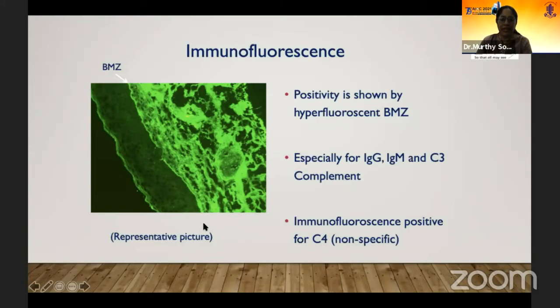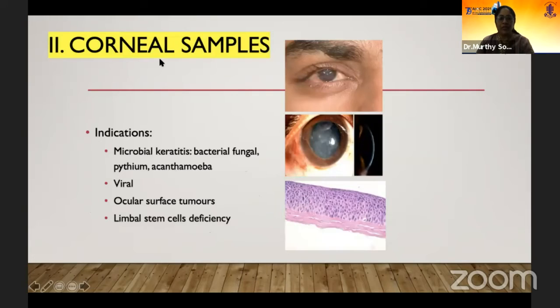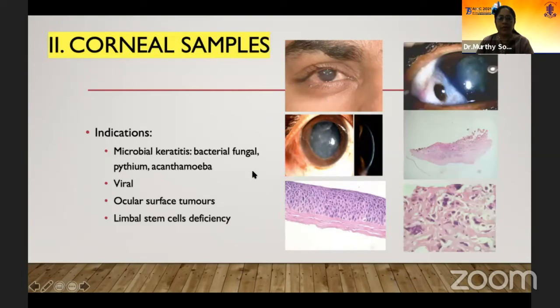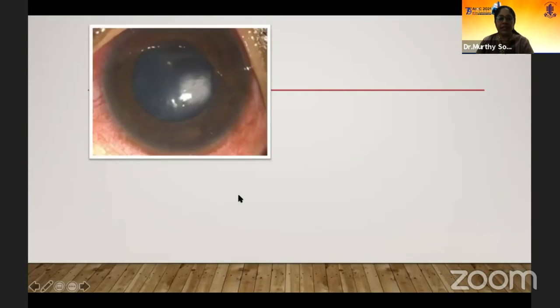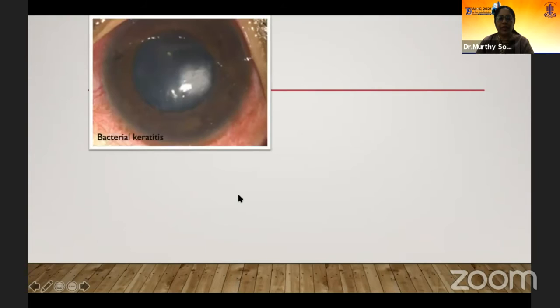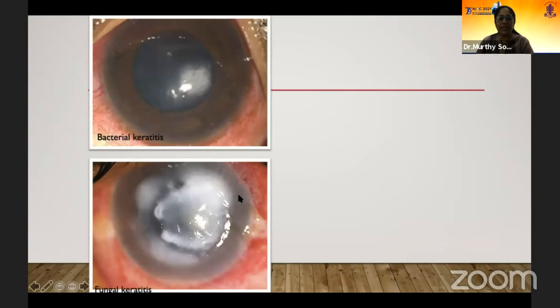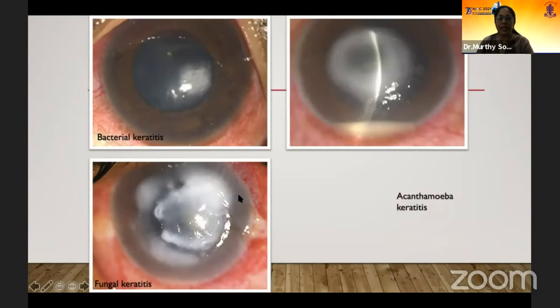So very quickly, I'll run through some corneal samples, because I'm sure I'll be running out of time. Indications are multiple, and the rarer indications would be if you have an ocular surface OSSN. I'm not going to cover tumors in here. I'm going to mainly cover keratitis, but these are some examples of ocular surface OSSN, which sometimes can be missed initially. So why do we need to scrape in microbial keratitis? What is the need? You can already make a clinical diagnosis.